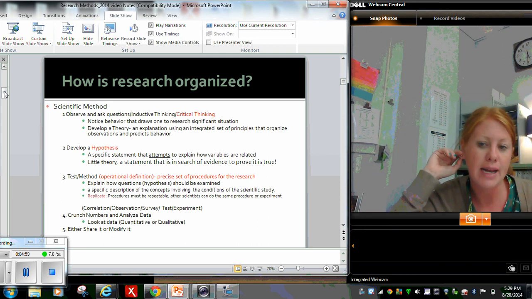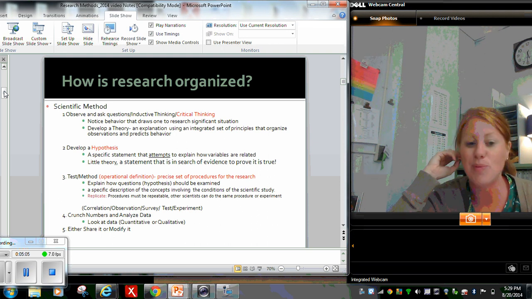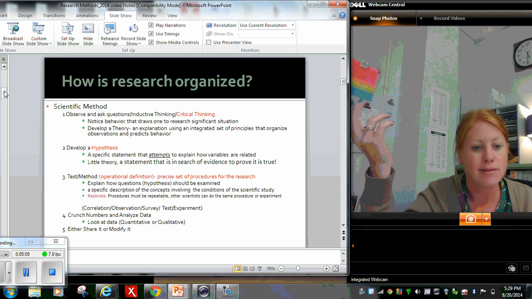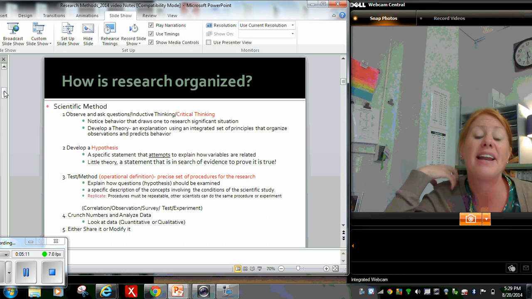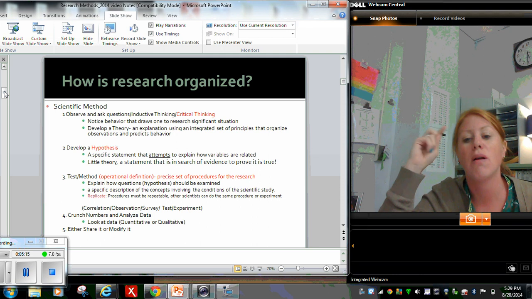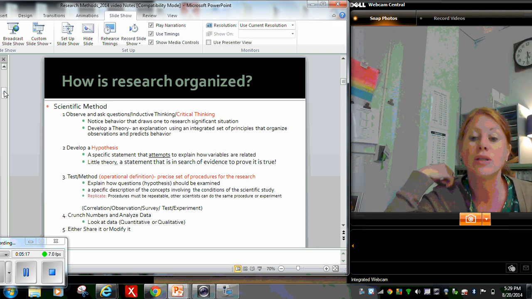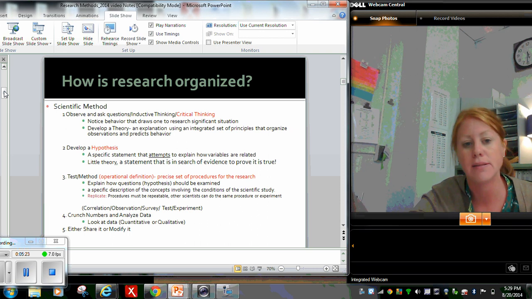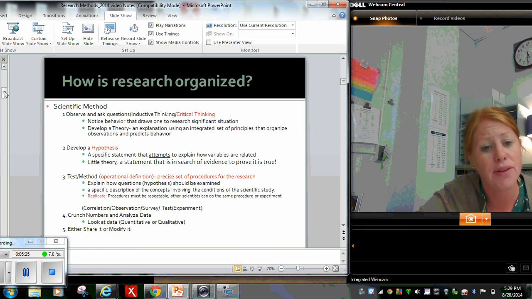theory, an explanation, using an integrated set of principles that organizes observations to predict behavior. I developed that hypothesis, okay? A specific statement that attempts to explain how variables are related. Students in afternoon classes score higher than students in morning classes, or you could say students perform better in afternoon classes. So it's a little theory.